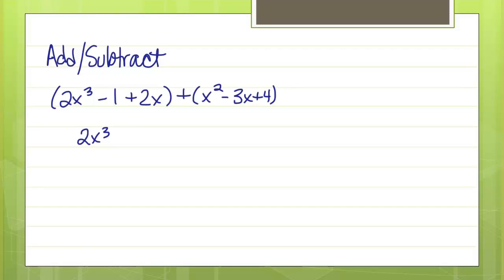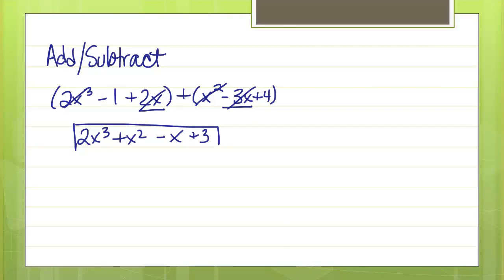And I'm just going to lightly cross through that because I used it. Now I'm going to look at the next thing in line because I want my answer to be in standard form. So I'm going for the next highest exponent, x squared. Now these two I have to combine. I have 2x minus 3x, so negative 1x. And then my constants, negative 1 plus 4 is 3.